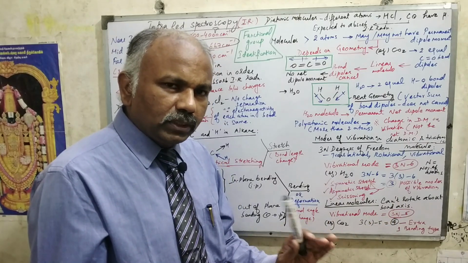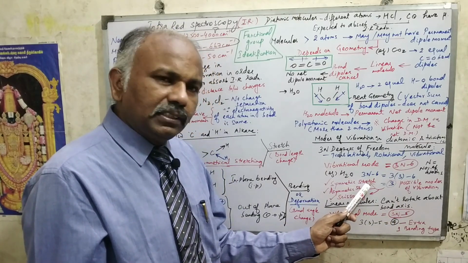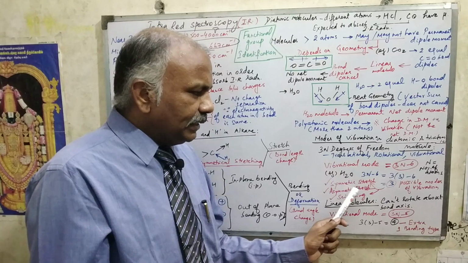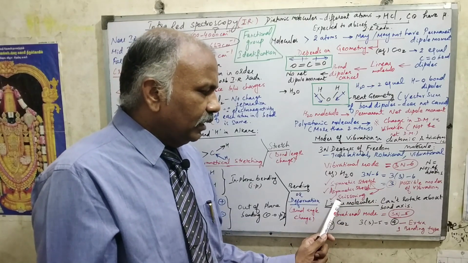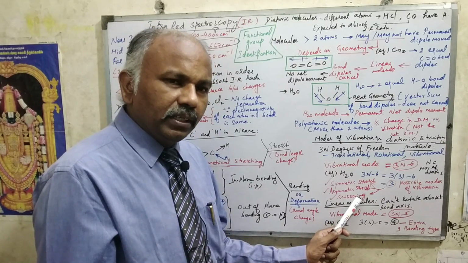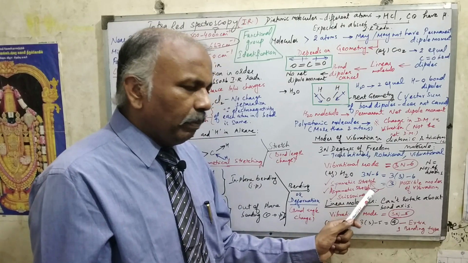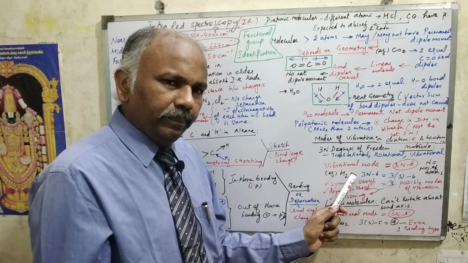What are the 3 modes of vibration? One is the symmetrical stretch vibration. Another is the asymmetrical stretch vibration. And the third is the scissoring vibration. These are the 3 possible vibrational modes for the water molecule, right?